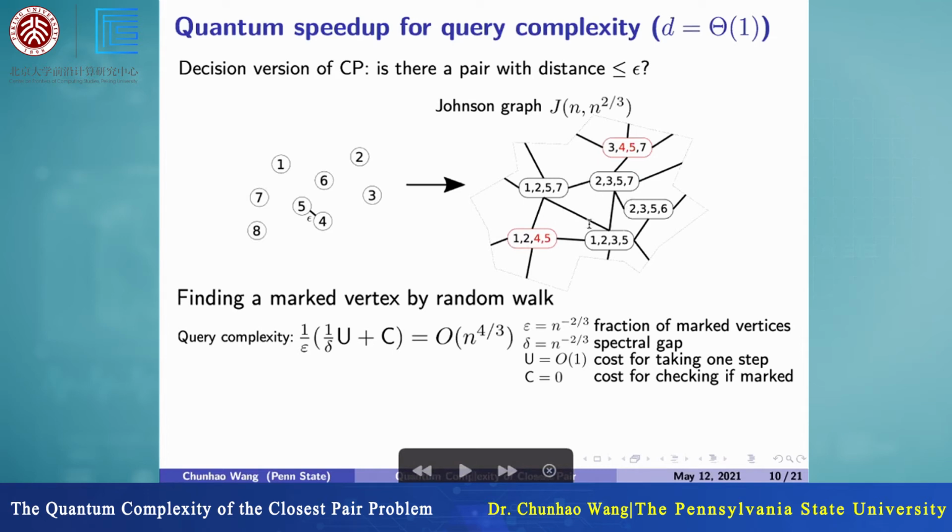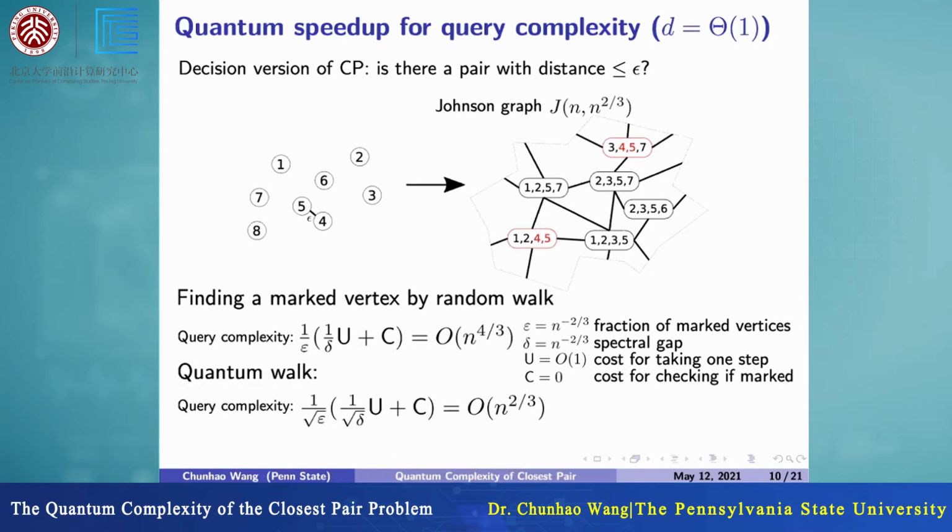Okay. So if we use the black box for quantum walk search, we can get this quantum query complexity, which takes the square root of epsilon and the square root of delta. We get n to the 2/3 quantum query complexity. Okay. It seems we're almost done because we get the number we want, n to the 2/3. But no, it's not finished yet, because this is the query complexity. We need to talk about the time complexity.